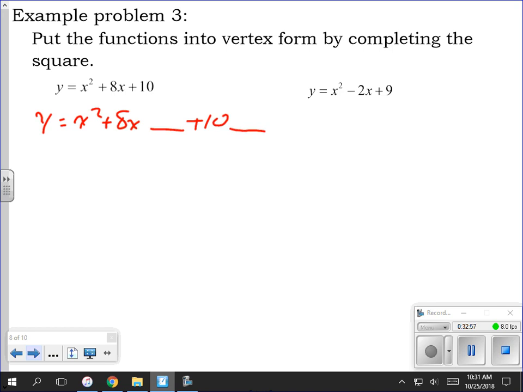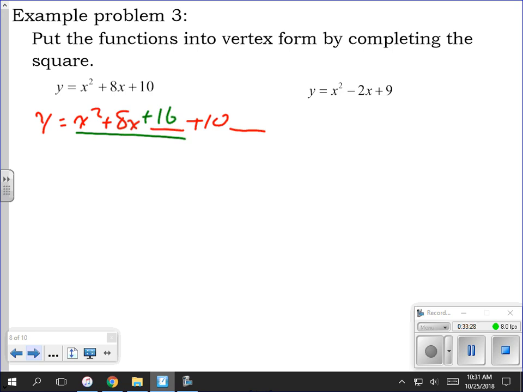We're actually going to put stuff in both blanks on the same side. It's a little different. It just makes it easier to leave it in vertex form. The first blank is exactly the same thing we've been doing. Half of this squared. Half of 8 is 4, and 4 squared is 16. So I add 16 to here, because this is now my perfect square.